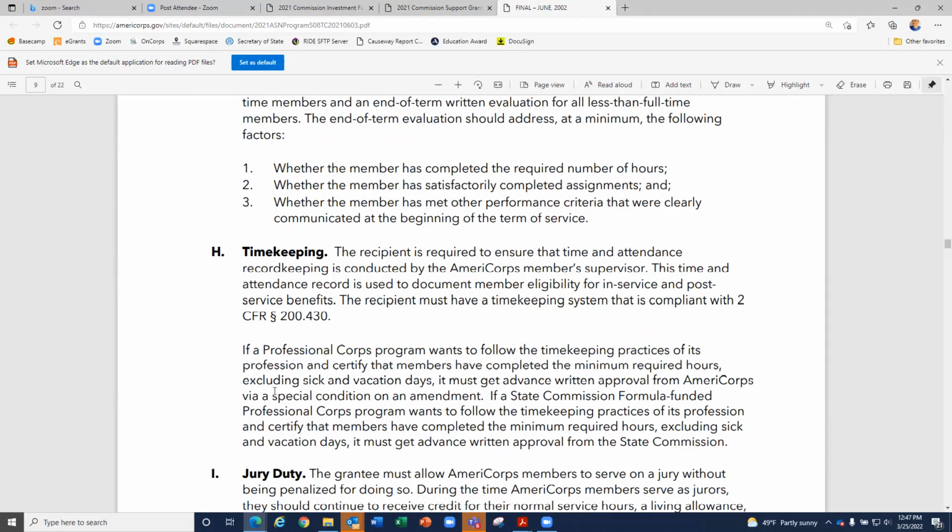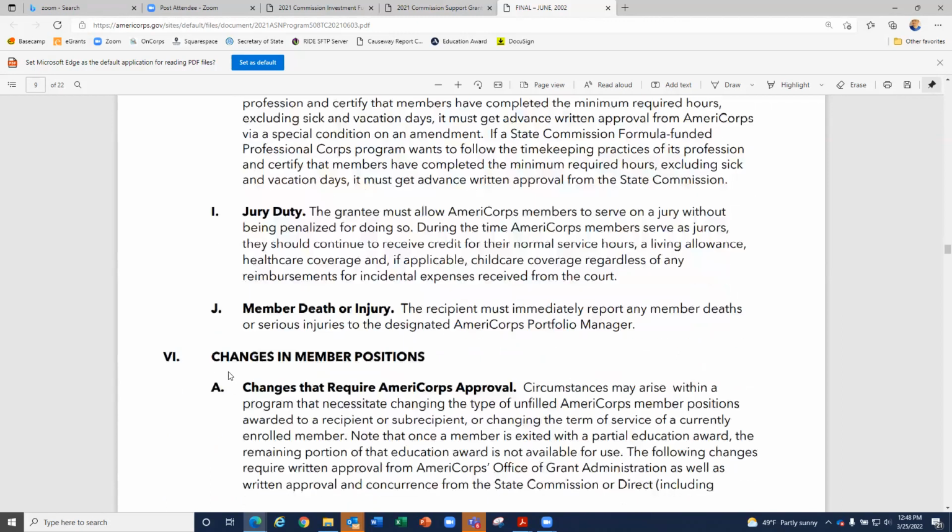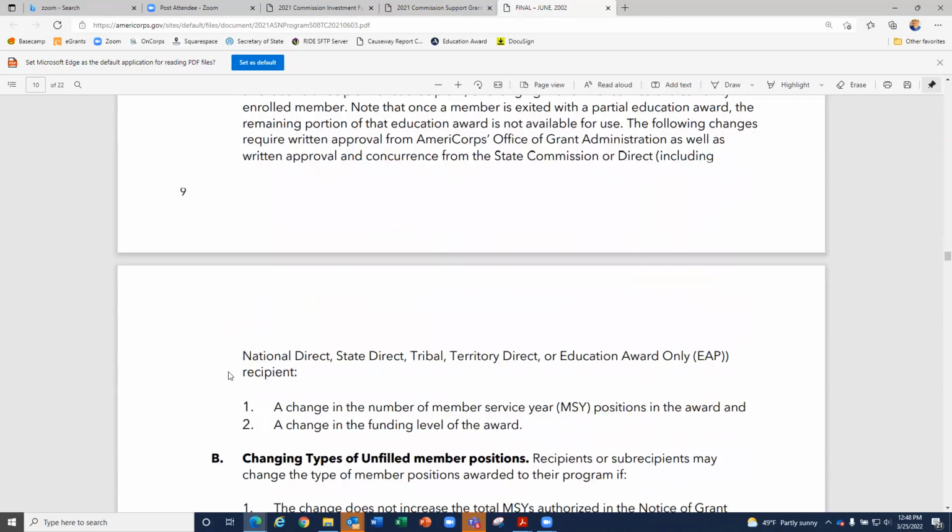It will speed up the payment process if the timekeeping system that we provide and can access is the same timekeeping system that you're using with your AmeriCorps members. But whether that's a paper timesheet or an online system, AmeriCorps members need to record when they're in service, when they're in training, and if they're participating in any fundraising activities. All right, I'm going to stop there.